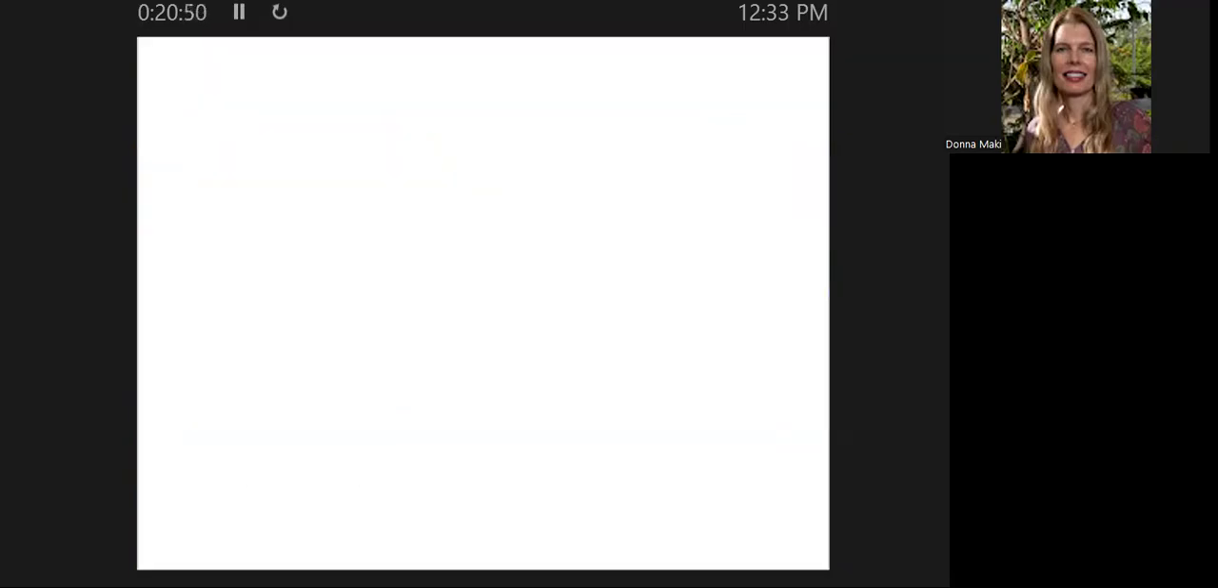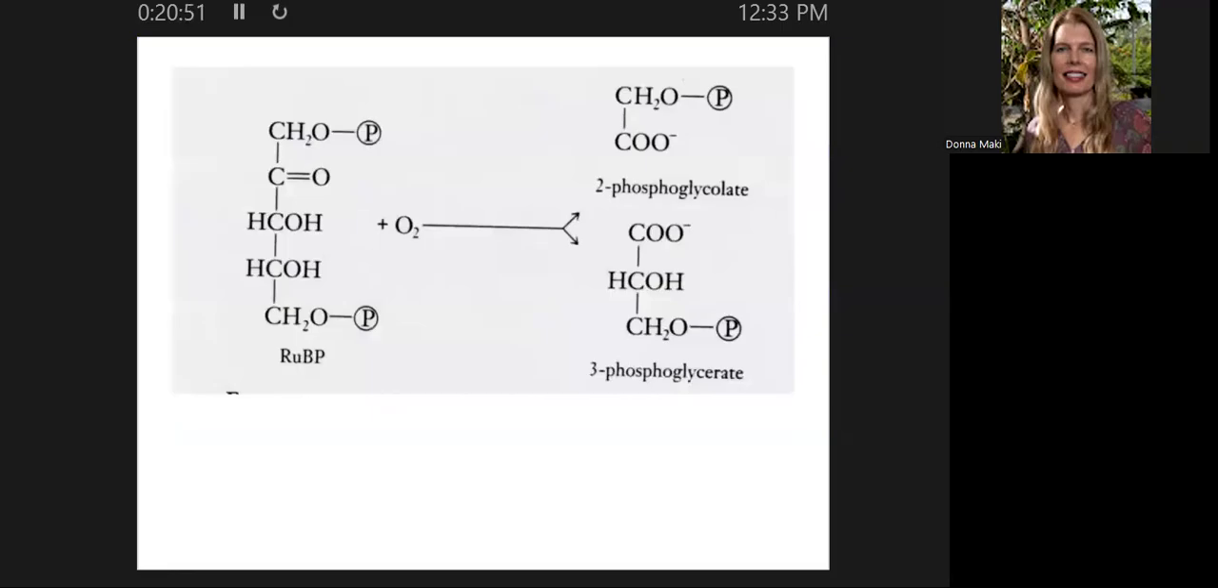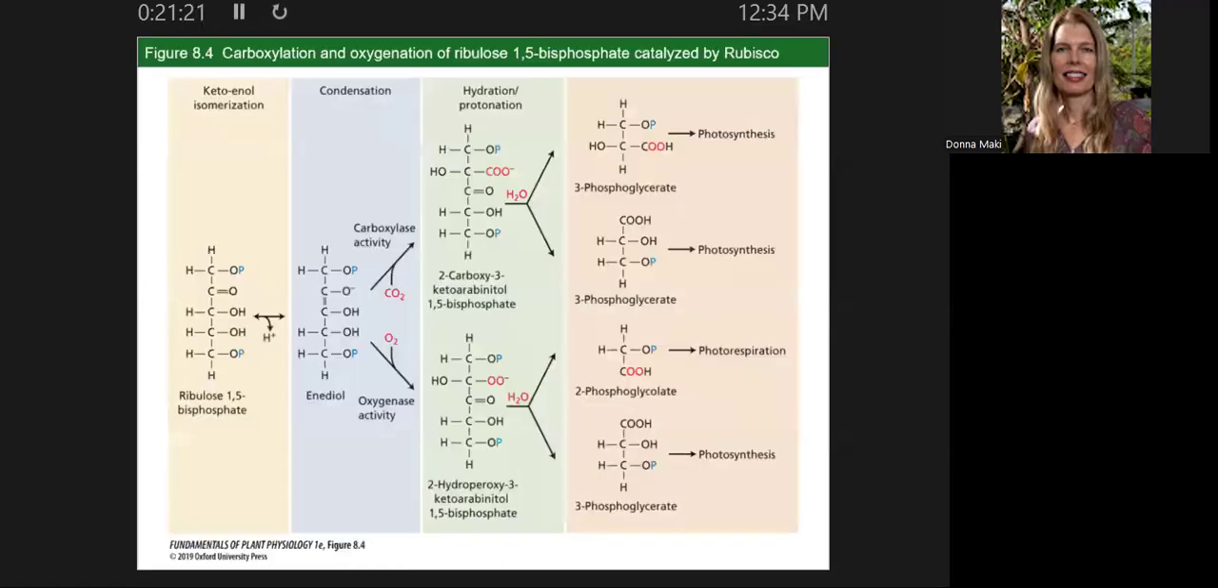So here, if you want to count carbons and convince yourself, this is the reaction of RUBP and oxygen. Instead of getting 2 molecules of PGA, you only get 1, and then you get this funky 2 carbon. And again, there's no enzyme in the Calvin cycle that can deal with that and convert it to PGA. So this gets shuttled over into the PCO cycle. And the PCO cycle is not straightforward.